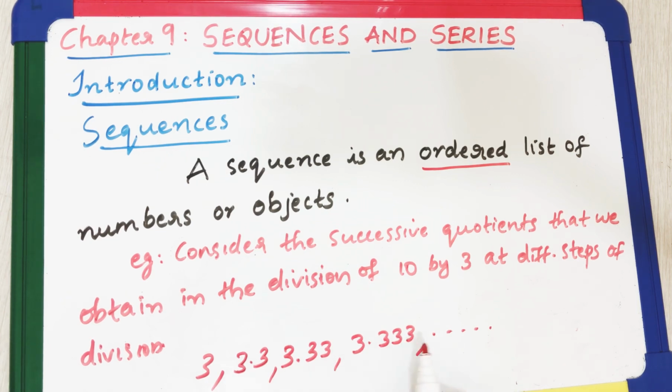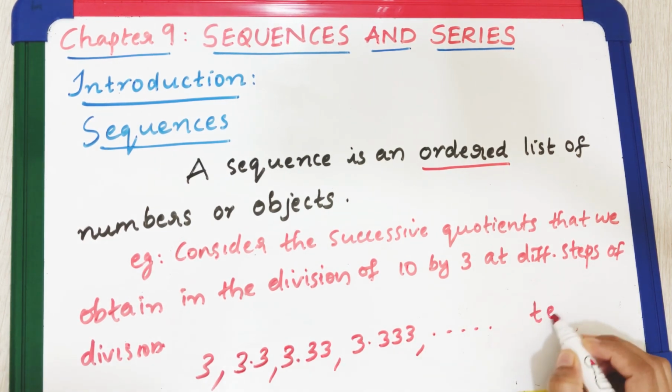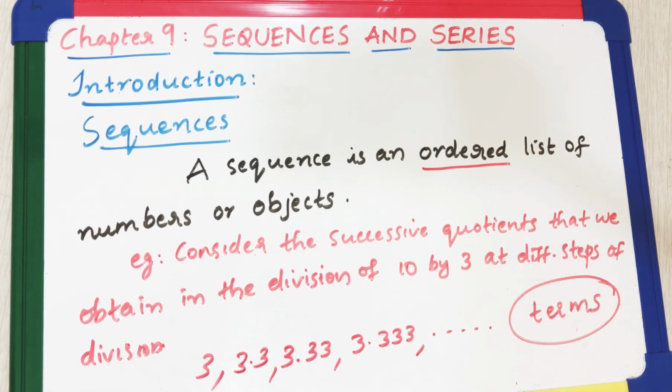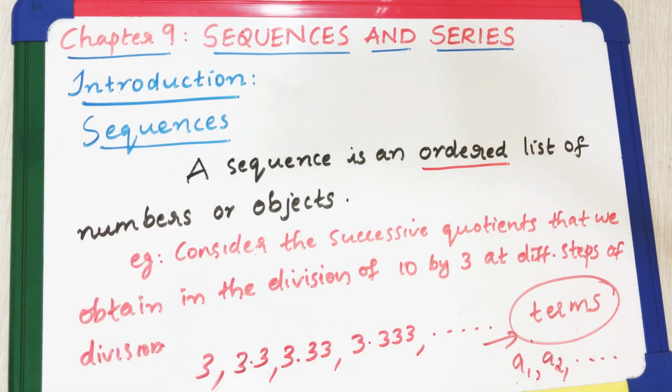These numbers are called terms of the sequence, or we can say that the various numbers occurring in a sequence are called its terms. We can denote them by A1, A2, etc. Here, the first term is 3, second term is 3.3, third term is 3.33, or we can say A1 is equal to 3, A2 is equal to 3.3, A3 is equal to 3.33, etc.